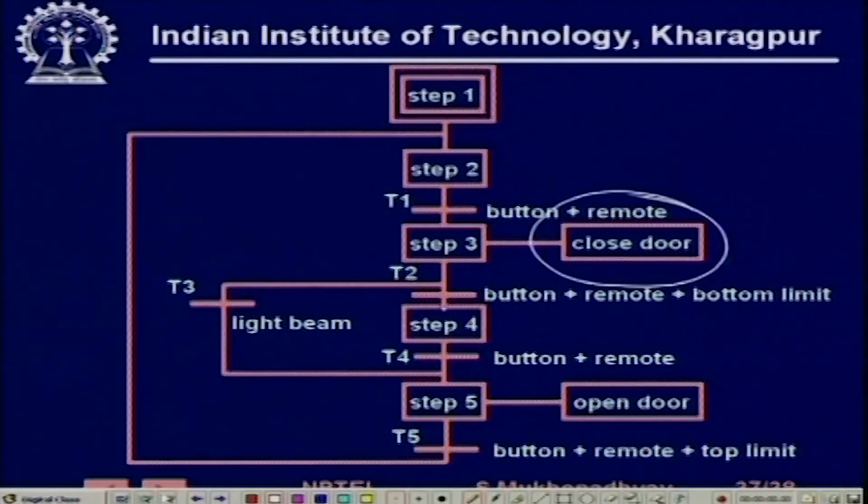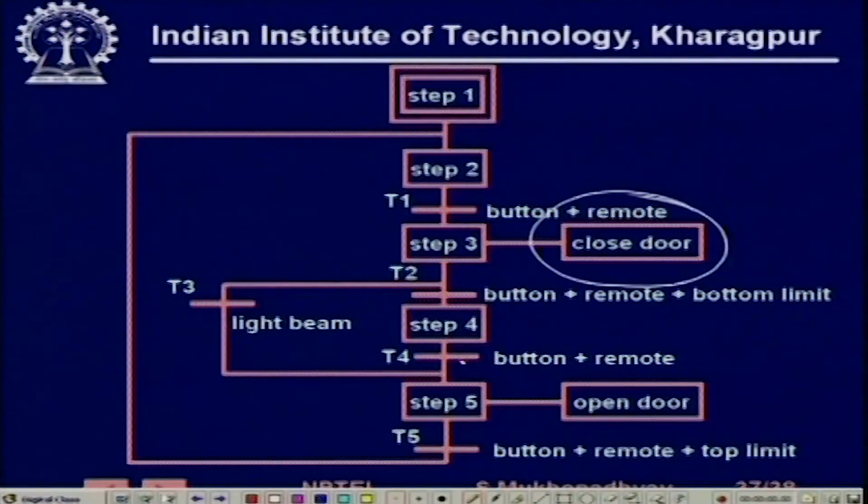On the other hand, if a button has been pressed either from local or from remote, what will happen? Then the door will stop. On the other hand, if the limit switch is made, what will happen? The door will stop. So, if either a button has been pressed or the bottom limit switch is reached, then immediately the door will stop. Or if the light beam is interrupted, then it will not only stop, it will actually reverse. So, immediately it is going to reverse.